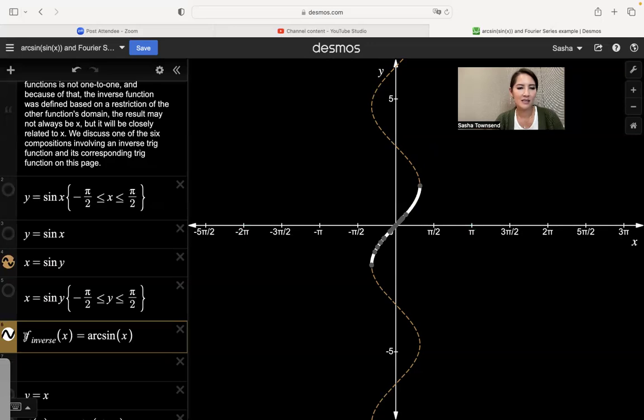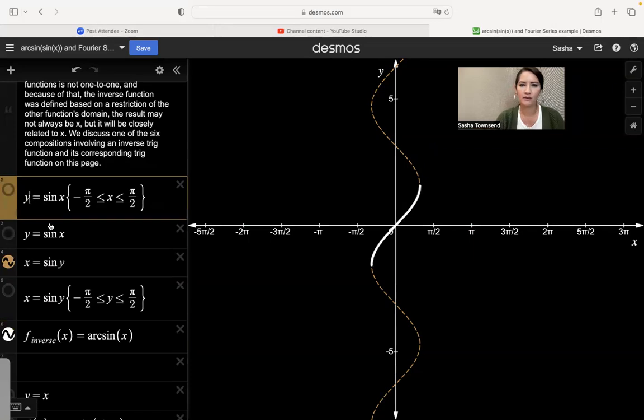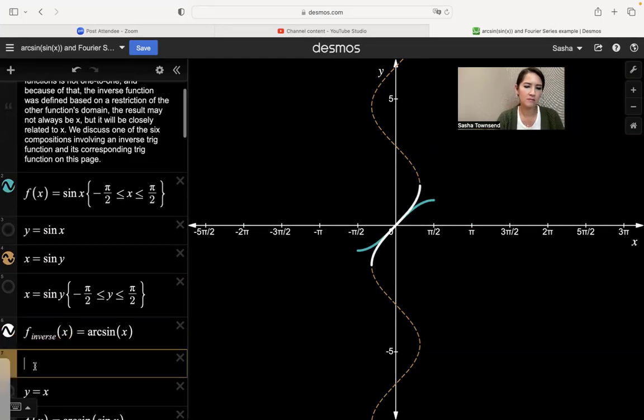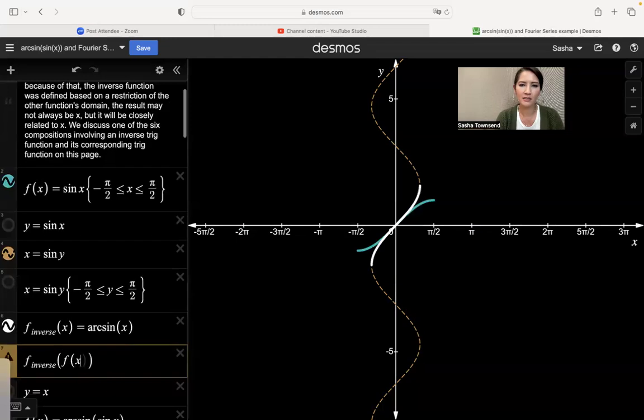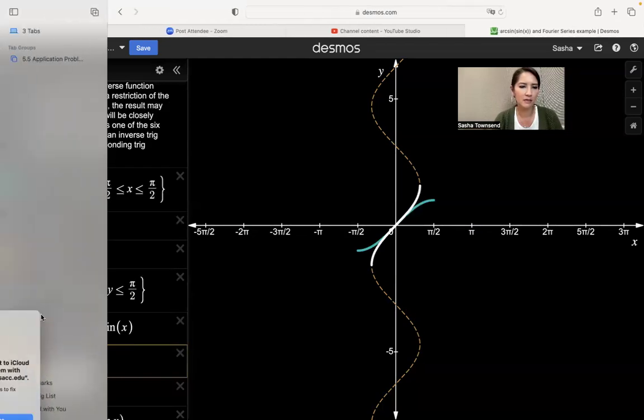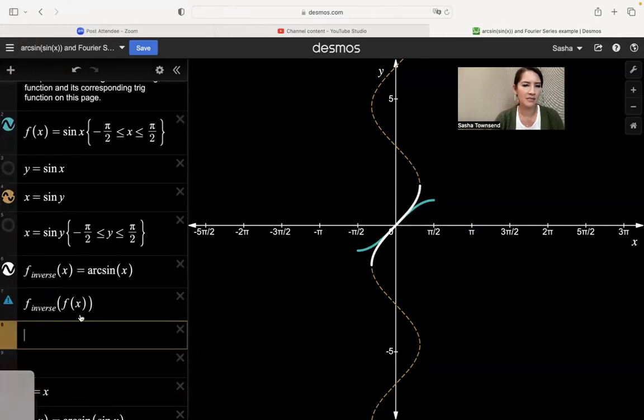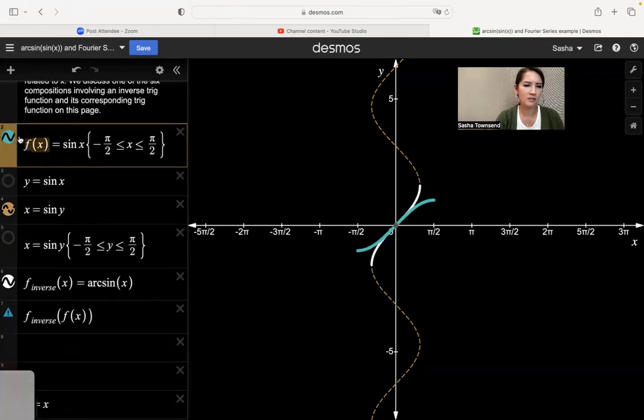So now if I take the composition of f of x, which is y equals the sine of x, with f inverse of x, on the interval from negative pi over 2 to pi over 2, I should get x. Let's make sure that we take the restriction. I'm going to call my sine of x function f of x now. And then let's replace x with f of x and see what we get. And then replace x with f inverse of x and see what we get.